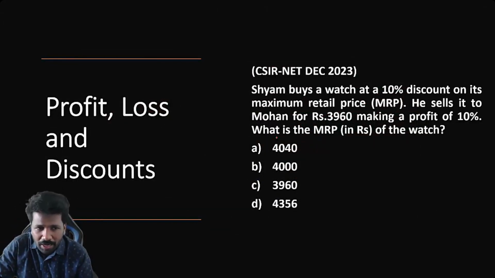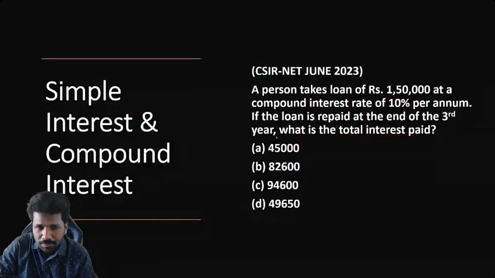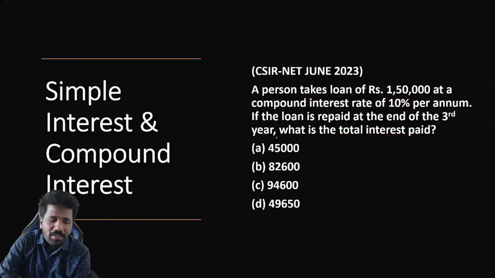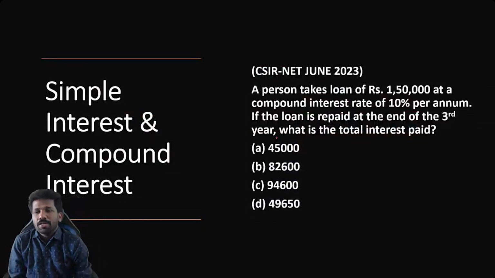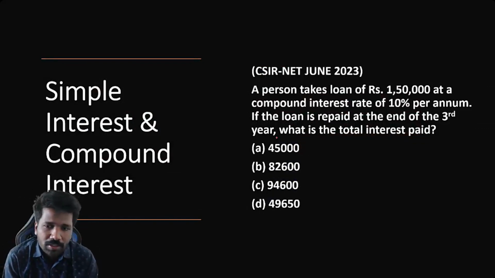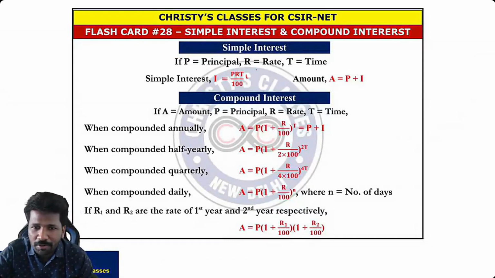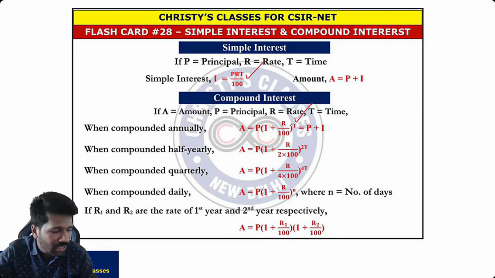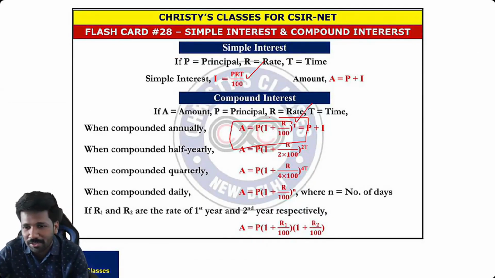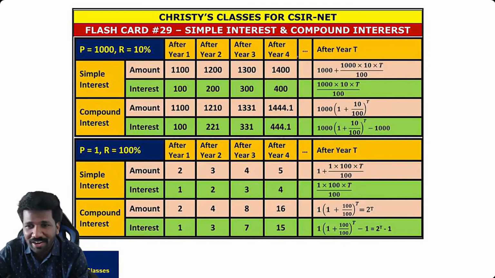Another type of monetary problem is the simple interest, compound interest question. There you should know the formula. Again, you have learned for this chapter also: I is equal to PRT by 100, A is equal to P into 1 plus R by 100 raised to T. But I will be teaching you in a very different way. How to derive this formula, I will be teaching you first.